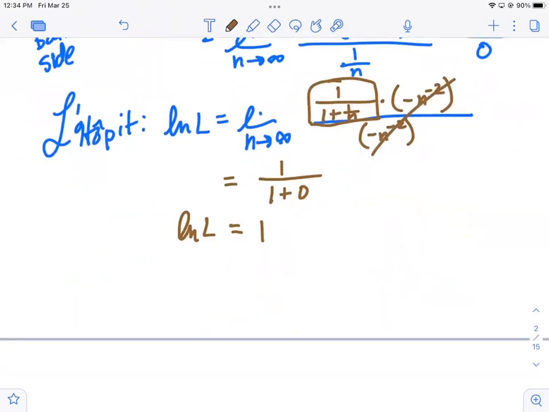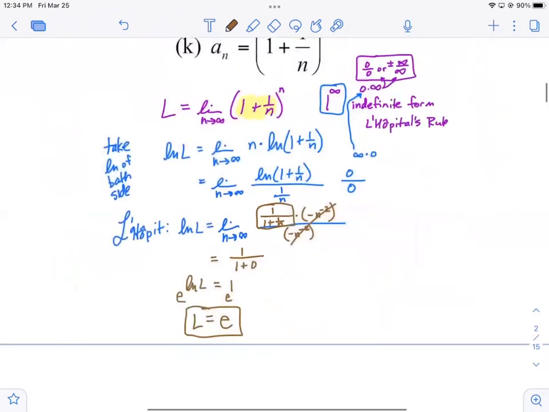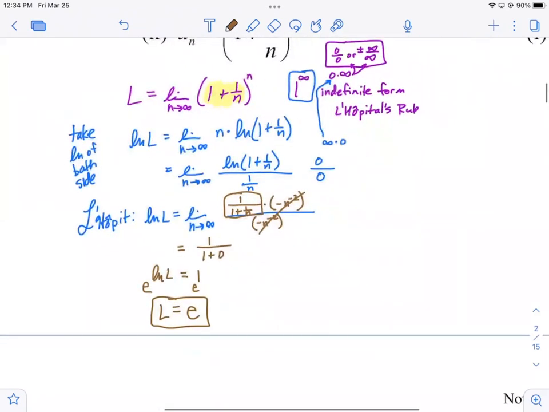All we've got to do is solve back for L, which is what we originally wanted, by e-ing both sides. So e to the natural log of L is L, and e to the first is e. Oh boy, there it is. e, like in Euler's number, 2.718. Yes. This is actually one of the many definitions of e.